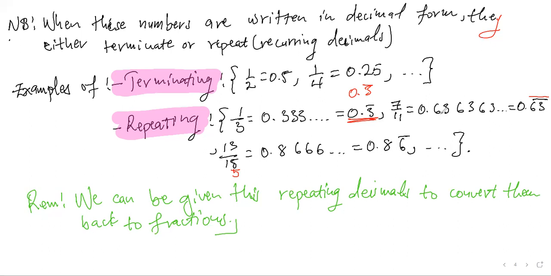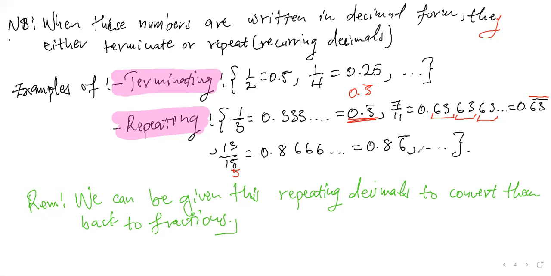The other form in which a decimal can repeat, as we can see here, is grouping itself into sets of 6, 3, 6, 3, 6, 3. This one is in sets, so when you put a bar, you put it on top of the set. But here it's only a single digit, so you put it on top of that single digit.